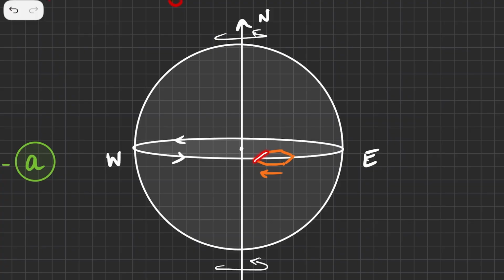And the ship is along the equator, so this orange color is the ship, which is along the direction from east to west. So this is the direction of the ship. This is something you see from outside the earth.